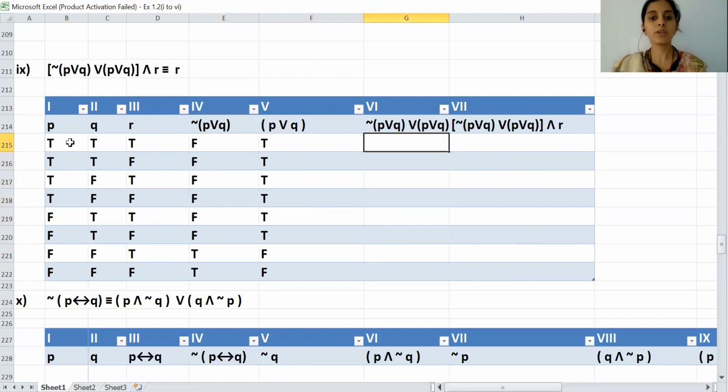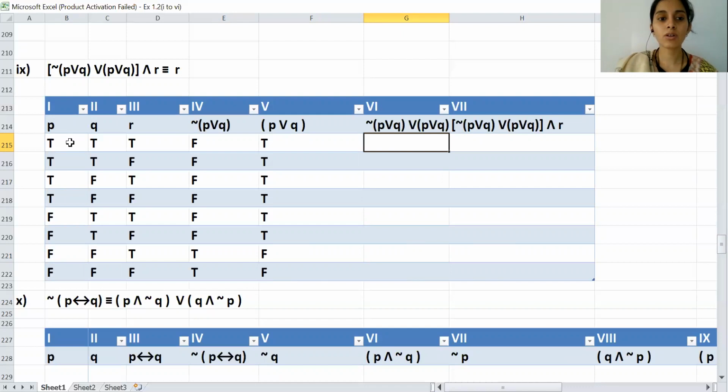I've put in P or Q in the 5th column and the negation in the 4th column. It depends upon you. You can either do P or Q first and negation later. Ideally you will have to do P or Q first and then negate it. So I've just interchanged the columns here.